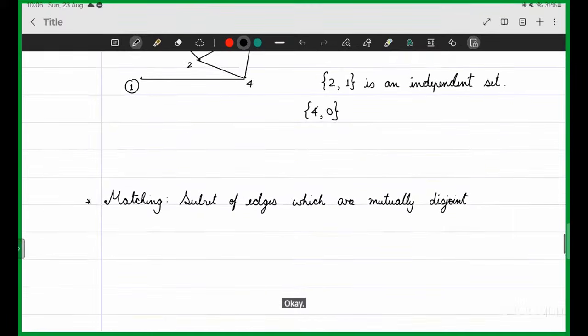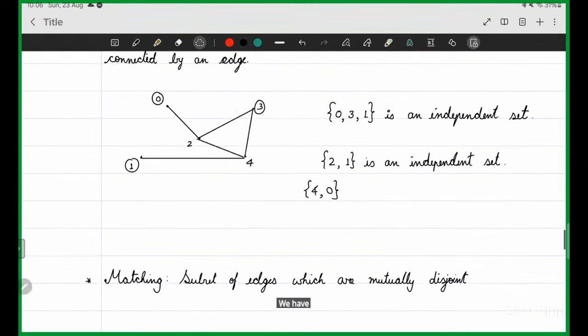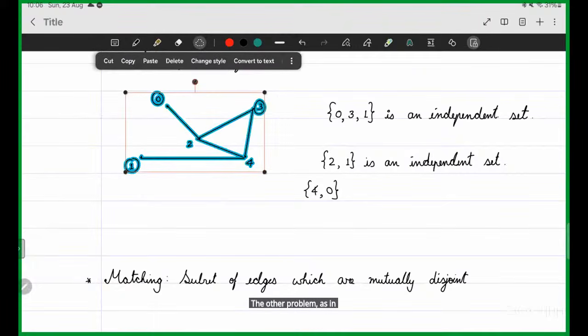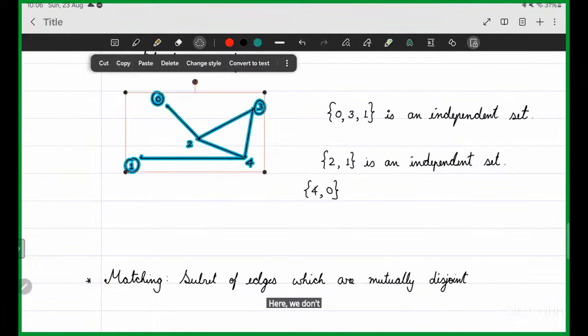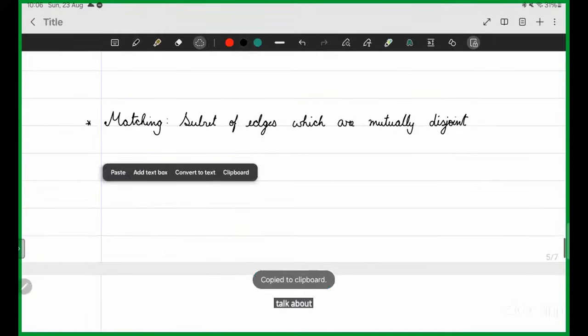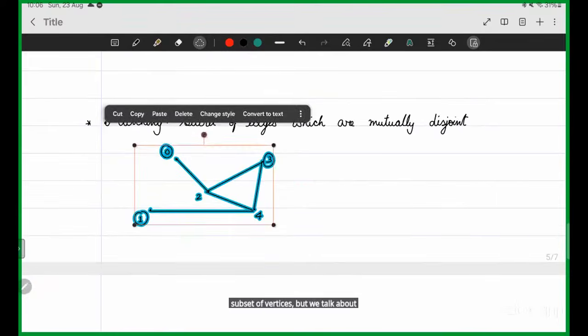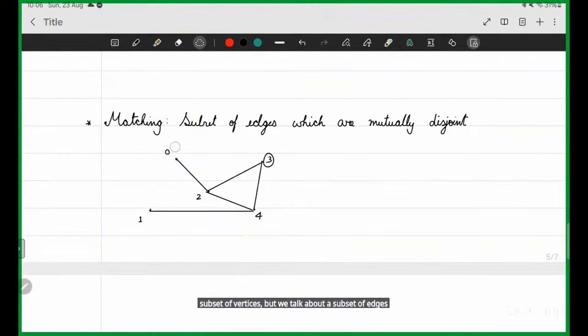Now for matching, we have the other problem, as in here we don't talk about a subset of vertices, but we talk about a subset of edges. Instead of saying the vertices are not connected by an edge, we say the edges that we choose should not be incident at the same vertex. Here we say it's mutually disjoint.